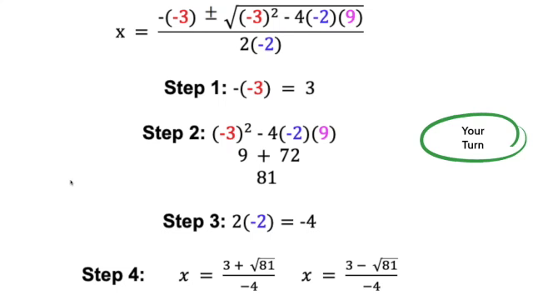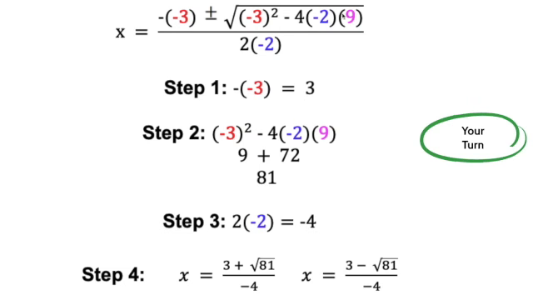In this example, the values for A, B, and C have been substituted into the quadratic formula. X is equal to negative times -3 plus or minus the square root of -3 squared minus 4 times -2 times 9 divided by 2 times -2. So step 1, we're going to simplify this part of the quadratic formula. So we're going to multiply this negative times -3, which gives us 3.